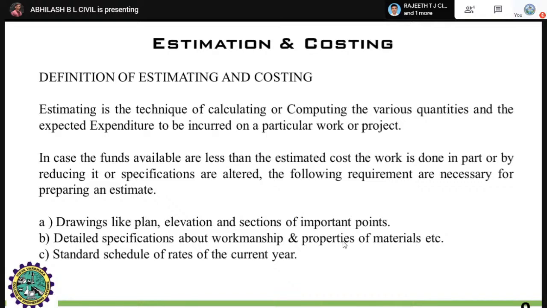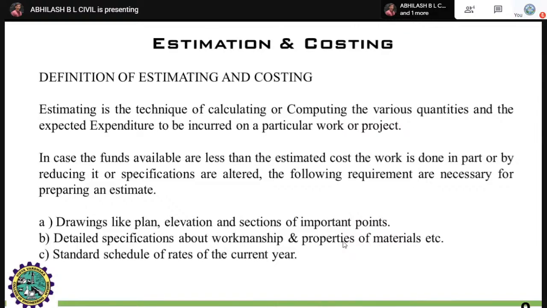The first thing is drawings, like plan, elevation, sections of the important points, right? You have to show which are the different important points, either in the surroundings of your site boundaries or inside the particular site. This is how you have to identify. Next comes the detailed specification about workmanship and properties of materials, etc. This is how you have to identify.